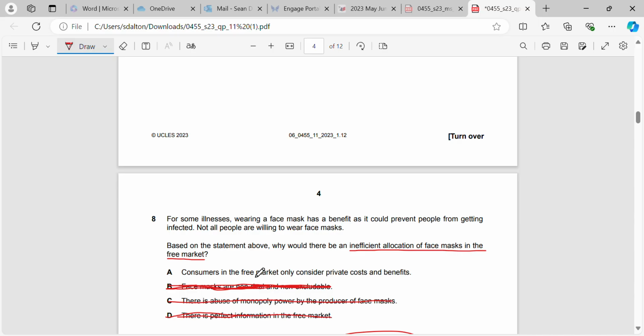Neither of those apply. Consumers in the free market only consider private costs and private benefits. Hence why we would be inefficiently allocating below the socially optimum level, because we'd have to consider external costs and external benefits to reach that point, and they would not be considered in a free market.